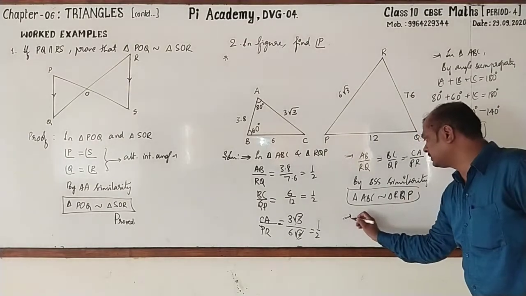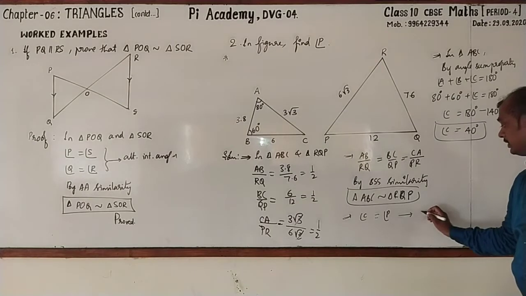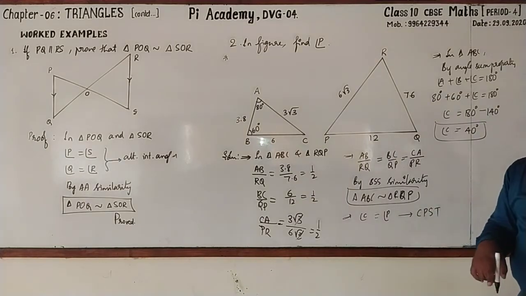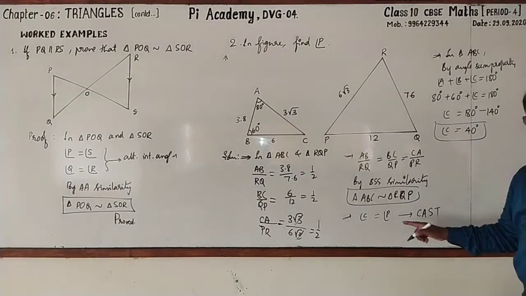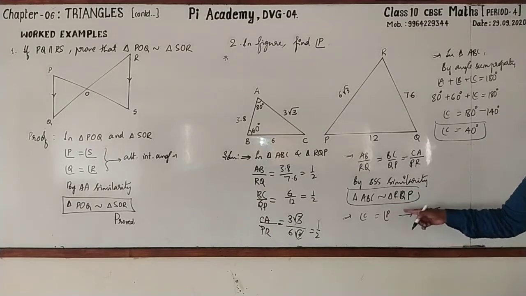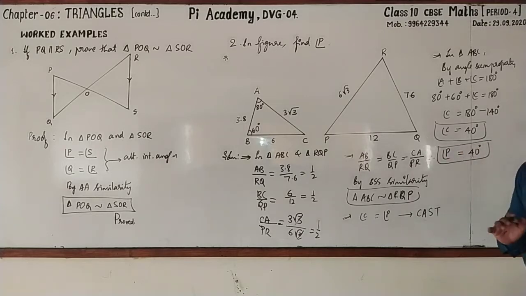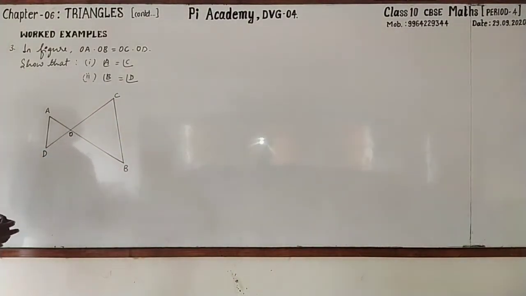And we all know that angle C and angle P are equal. Why? Corresponding angles of similar triangles. Then angle C equals P, therefore in place of C I write P. P equals 40 degrees. Clear? Yes. Please go for copying this. Dear students, please go through this. It is also a very simple one.